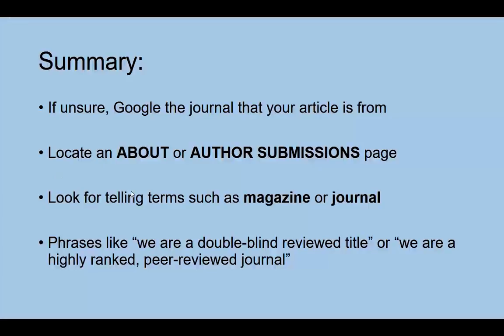So, in summary, if you're ever unsure about an article, go to Google and type in the name of the journal that your article is from, and then go to that homepage. Look at the About section or Submission Process section. Most titles will just straight up tell you that they're academic, stating things like, we are a double-blind peer-reviewed publication, or we are a highly ranked peer-reviewed journal.